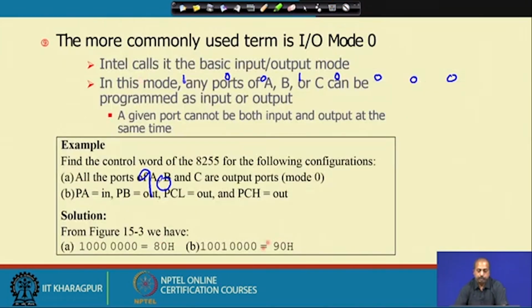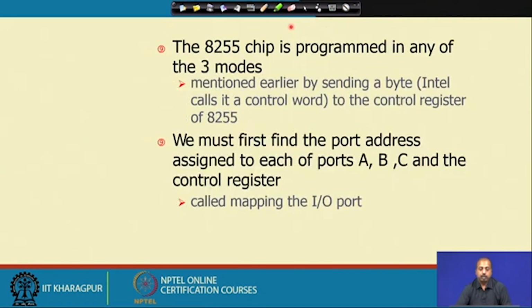So, you see that pattern is 90 hex. So, this way you can have this individual port settings by controlling the control word setting. Now, we can have some connections in which the 8255 chip can be programmed in any of these 3 modes that we have seen.